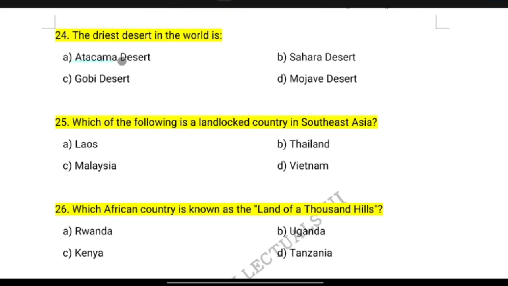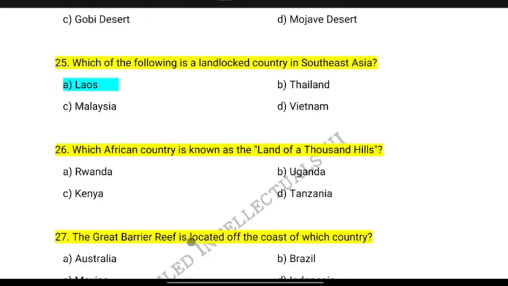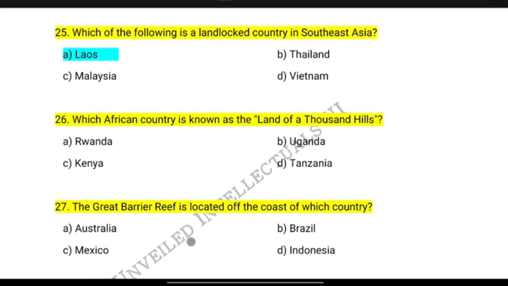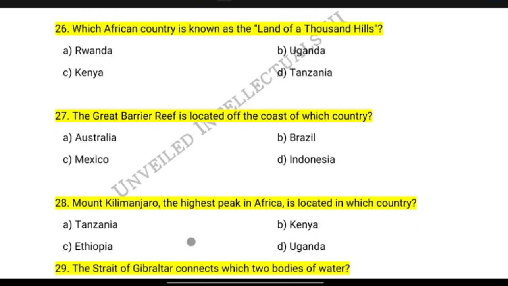Answer. A. Atacama Desert. Explanation. The Atacama Desert in South America is considered the driest desert, with some areas receiving no rainfall for years. 25. Which of the following is a landlocked country in Southeast Asia? Answer. A. Laos. Explanation. Laos is the only landlocked country in Southeast Asia, bordered by Myanmar, China, Vietnam, Cambodia, and Thailand. 26. Which African country is known as the Land of a Thousand Hills?